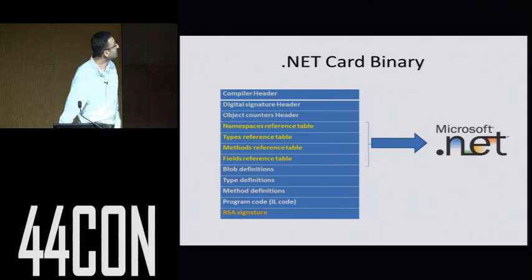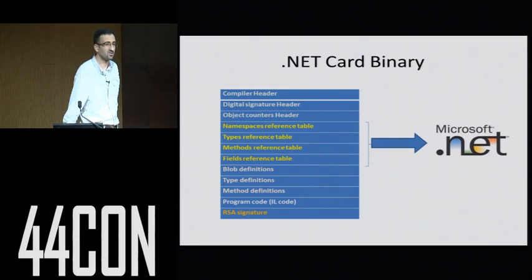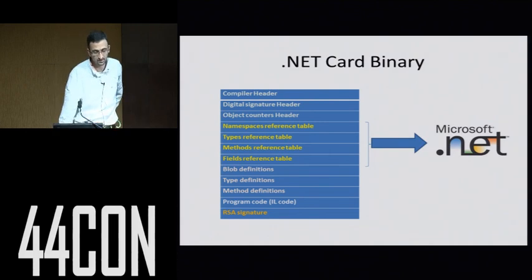I found out that only 4 of those tables are in common with the Microsoft .NET PE format. Not even very similar, just the names are the same. The fields inside those tables are very different. So as a result, you can't use tools like Reflector or .NET patchers for testing .NET cards.